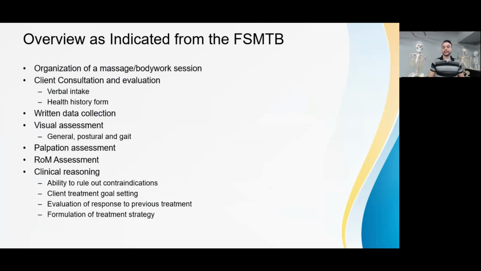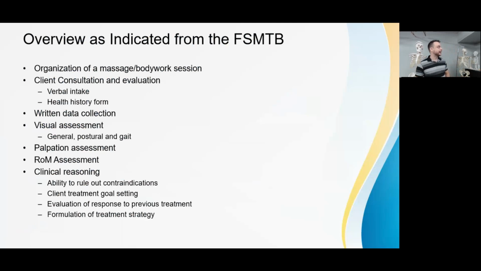We'll definitely look at the assessments here, mostly as it labels here, some visual assessments, which includes a general assessment, a palpatory assessment, postural assessment, gait assessment. Palpatory was the next line there, so palpation assessment, the assessment through touch, and then of course range of motion assessments as well. So we'll look at some pretty good and in-depth listings of some of the different assessments that we'll be performing.